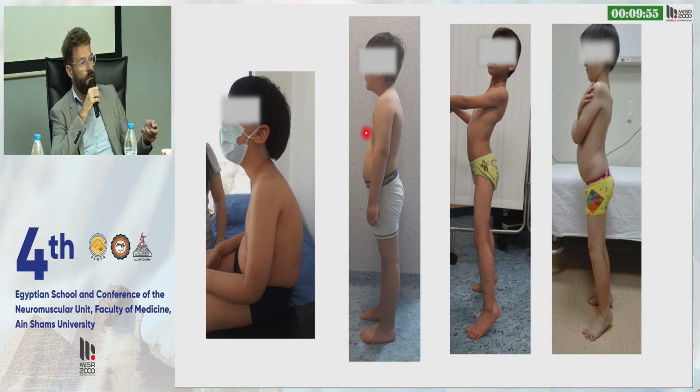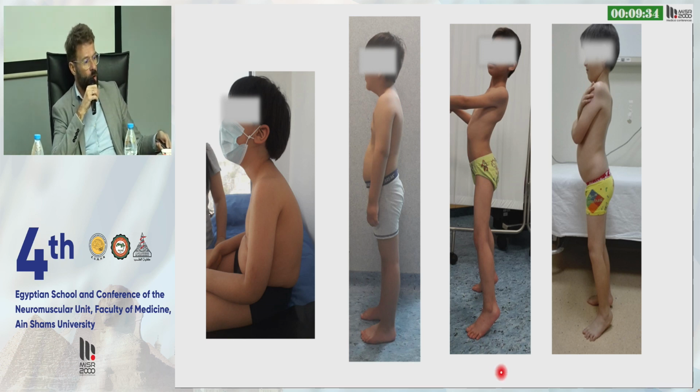Kyphosis. Here, you don't observe so much kyphosis, but you have this prominent abdomen, which is probably due to abdominal weakness. And here, what do you have? Lordosis, exactly. But you can also observe tip toe walking, or talipes, or Achilles contraction. Here you can have hyperlordosis, abdominal prominence, and then you have the talipes.